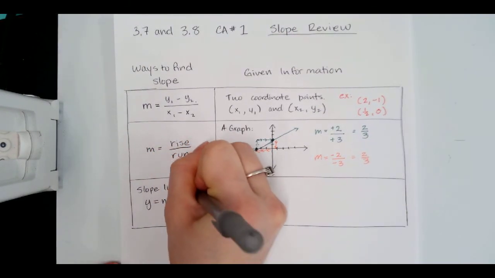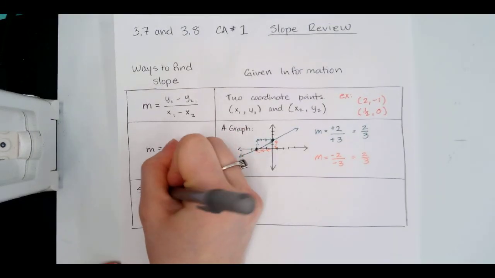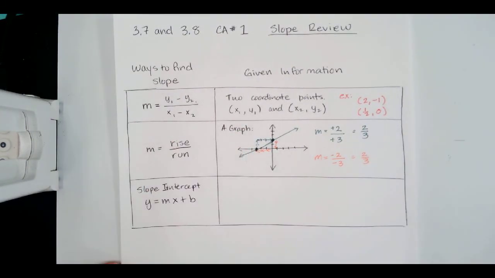Slope-intercept. Whoa, I totally spelled that wrong. And I don't have my whiteout. Intercept. Forgiveness. Thank you. Okay.